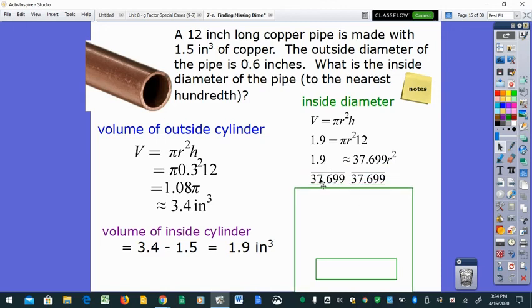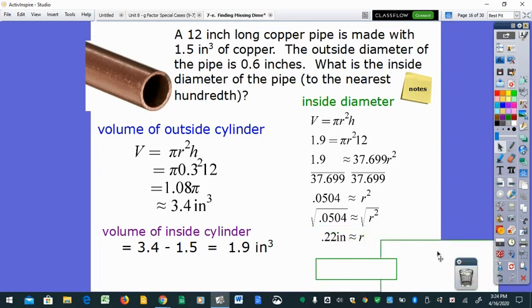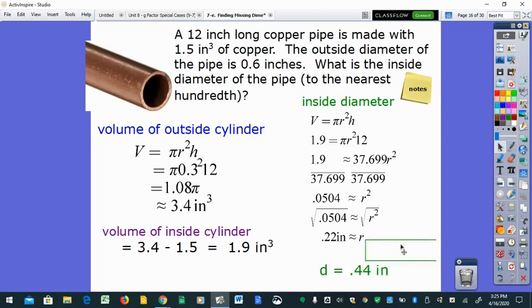1.9 divided by 37.699 gives me about 0.0504, and that's the radius squared. I'm going to take the square root of the 0.0504 in the calculator, and the radius of the air inside would be about 0.22 inches. That's the radius. The problem asked me for the diameter, so I'm going to double that. The radius is the short guy, the diameter is the big guy. So to go from the radius to the diameter, you multiply by 2, and the diameter would be 0.44 inches.